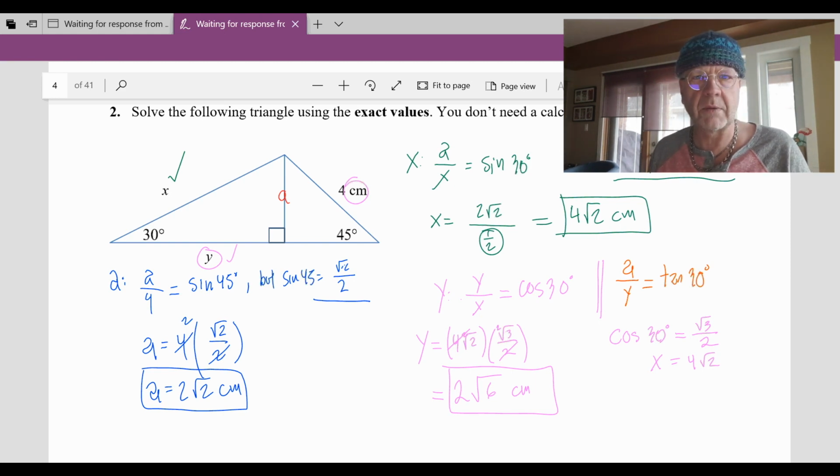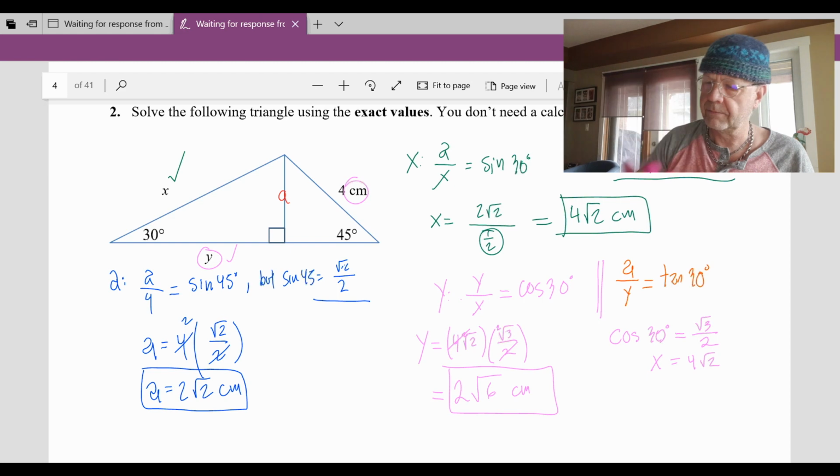I'm going to solve one more. I'm going to solve the simple one, question number 1 on page 230. But before I do that, why don't you go take a look at it? That's just right down there.